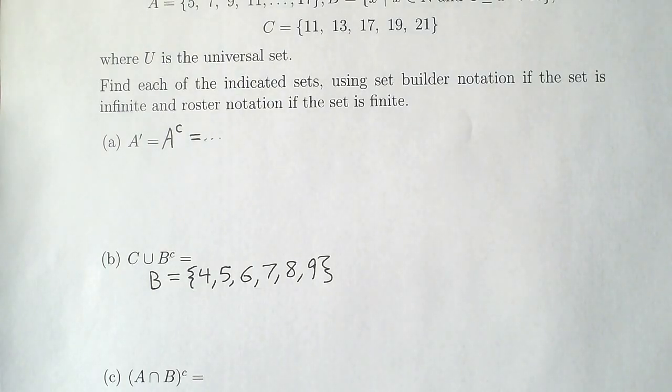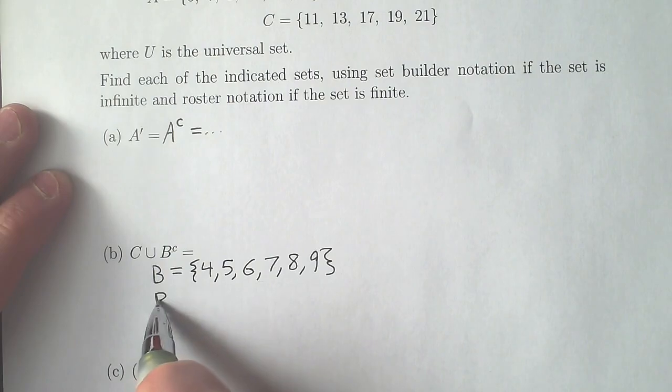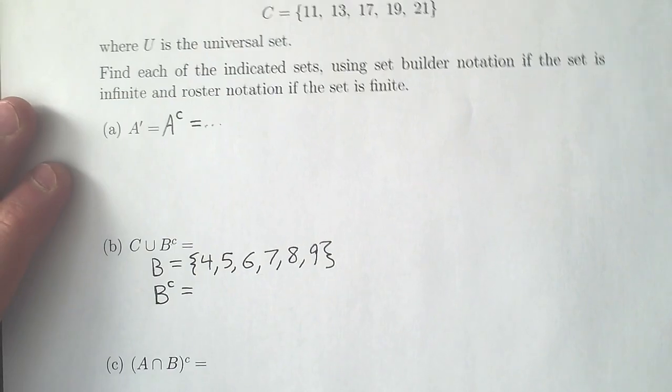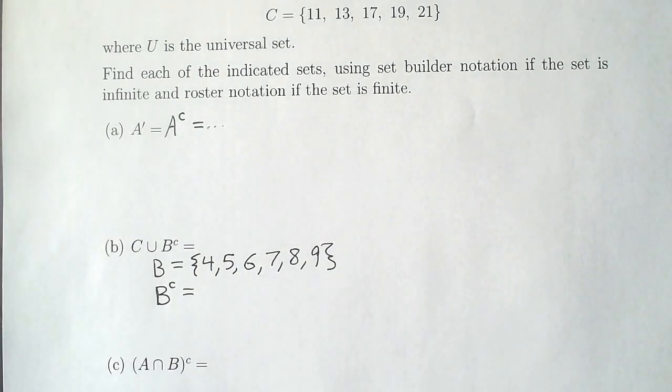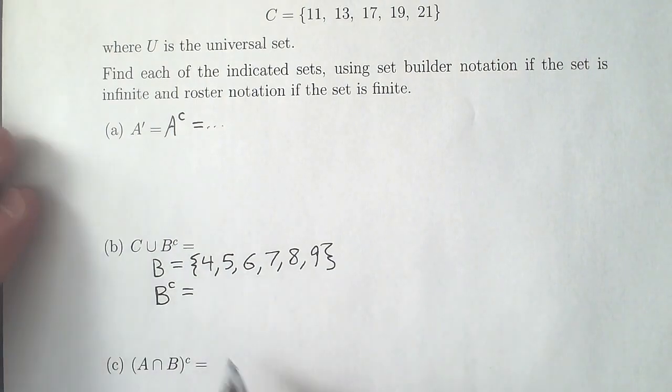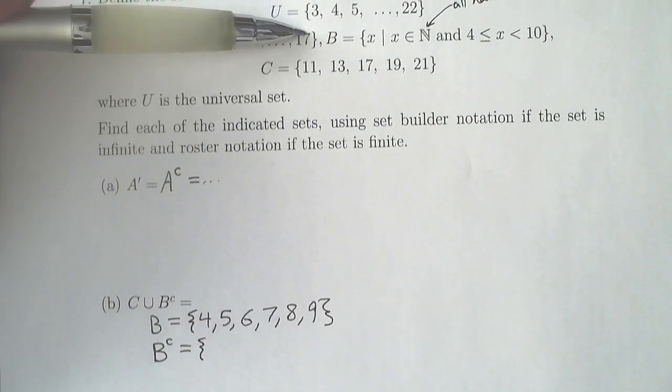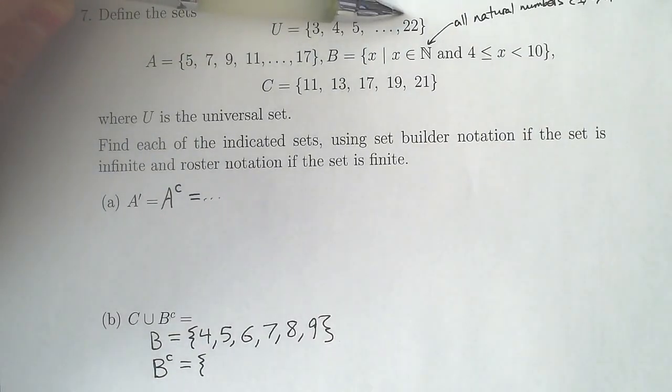Now that I know what B is, I could find B complement, or the complement of B, and that would be everything in the universal set U that is not in the set B. Usually, a universal set is pretty big. What's our universal set here? It goes from 3 to 22.